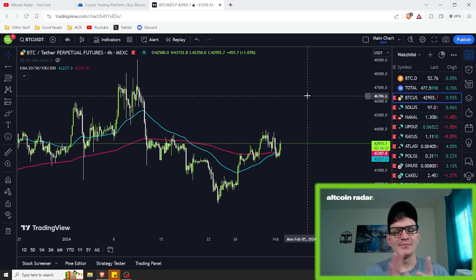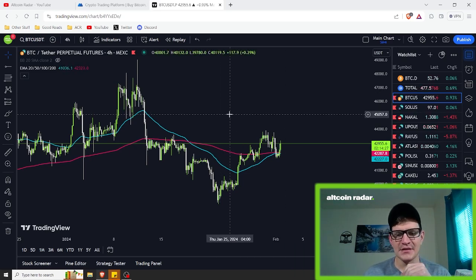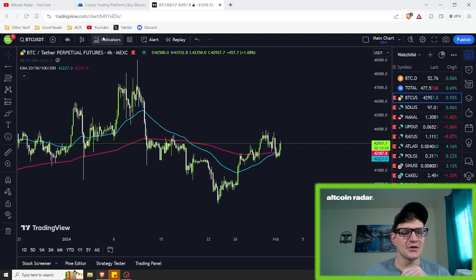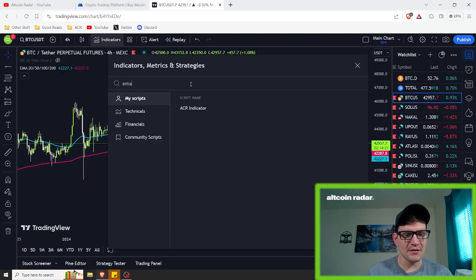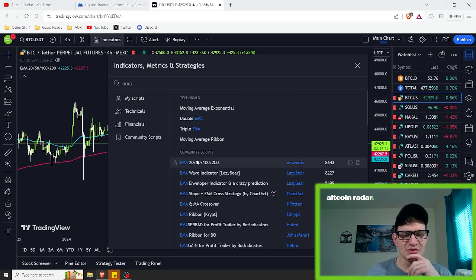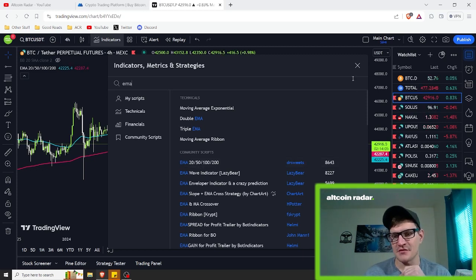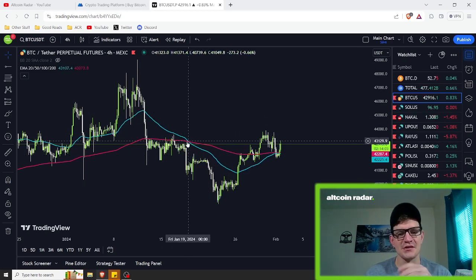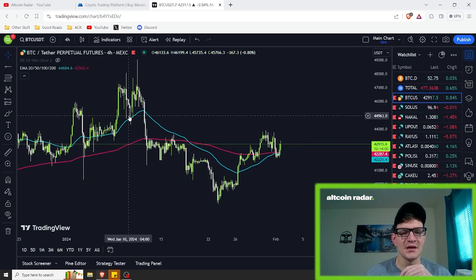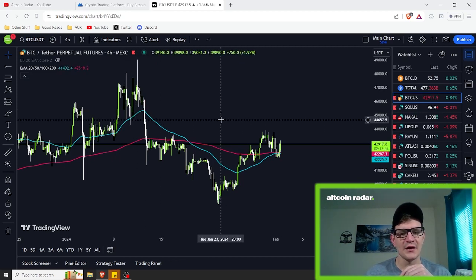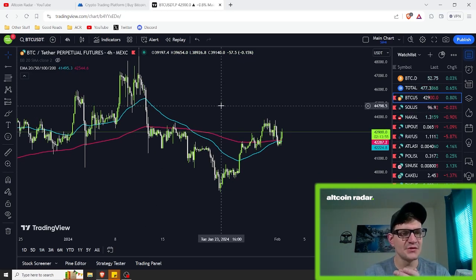All right. So the first way that you can use the EMAs, well, first of all, if you don't know how to add the EMA indicator, basically what you do is you go to indicators up here and type in EMA. Now, I usually like to choose this one, the EMA 20, 50, 100, and 200, because it gives me multiple different periods to choose from. The reason why I choose this one is because I typically use the 50 period and the 200 period at the same time, which is what you see here. I've got my 200 period in pink, and I've got my 50 period in blue. All right. So that is how you can do that.